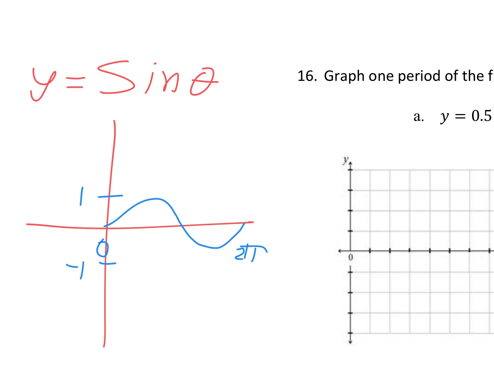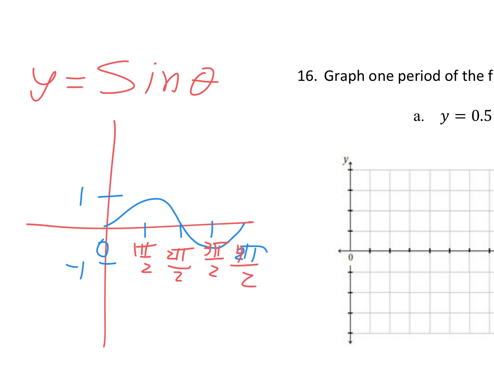And then you had to know the little spots along the way. I like to think of this as, well, half of 2 pi would be pi. And then half of that, again, will be 1 pi over 2, or pi over 2. And then I like to count it up and say this is 1 pi over 2, 2 pi over 2. This is 3 pi over 2, and this is 4 pi over 2.